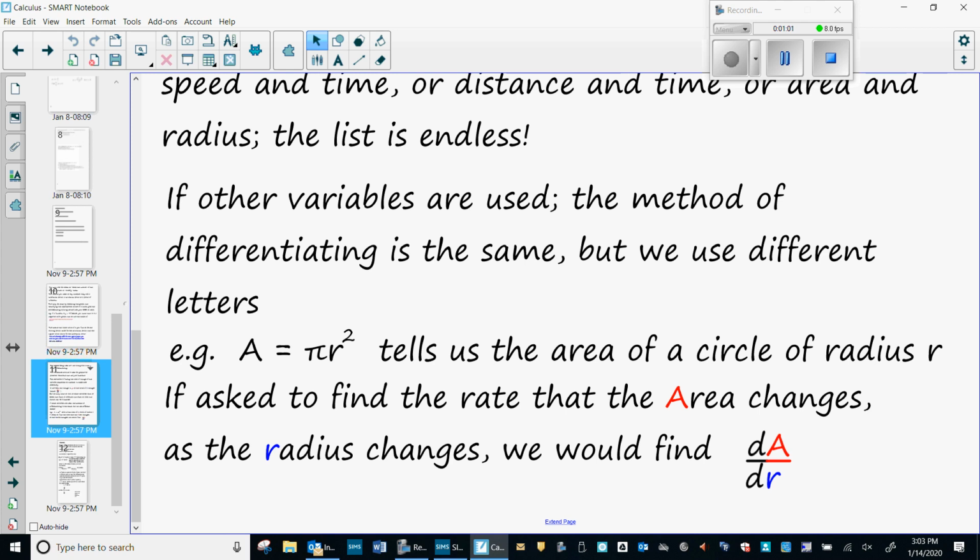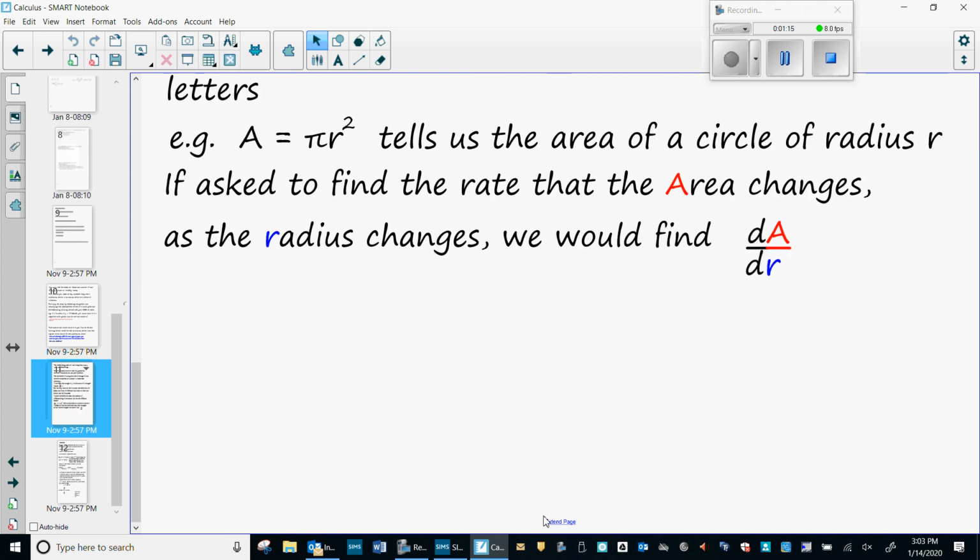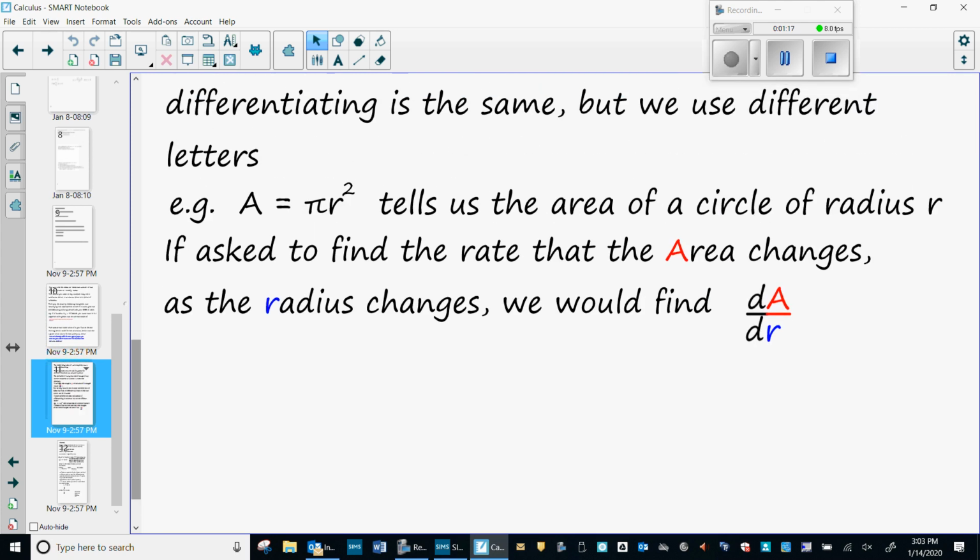So if we wanted to know the rate at which the area changes with respect to the radius, then we would find dA/dr, and we would differentiate it. The rules of differentiating do not change depending on what we're looking at. Is pi a variable or a constant? Constant. So that's always going to be the same, so we imagine that that's a number. The only variables are the A and the r here.